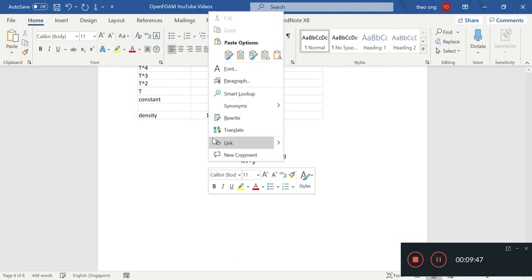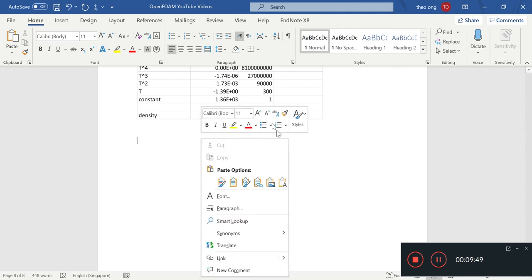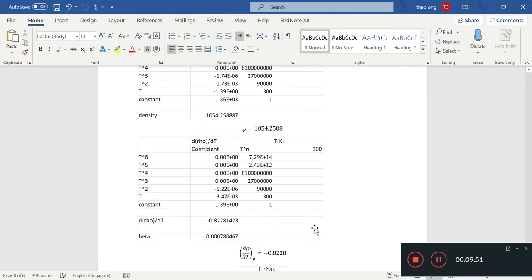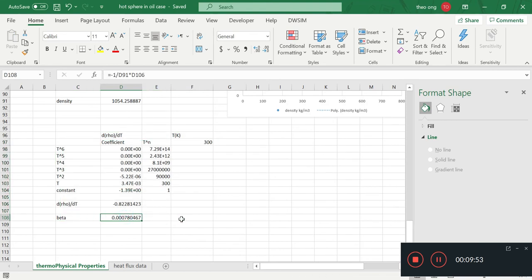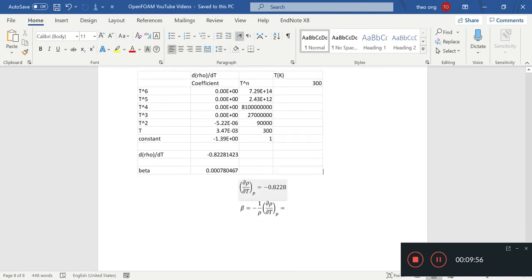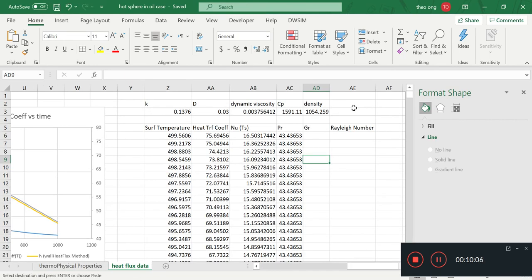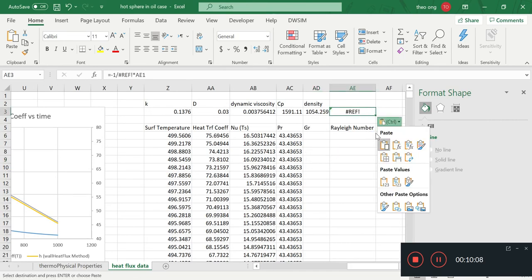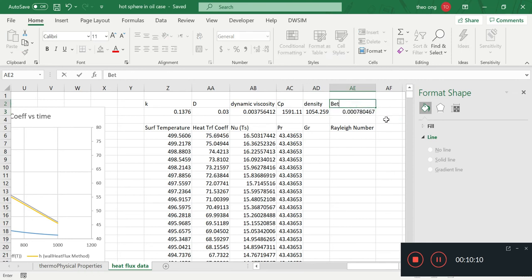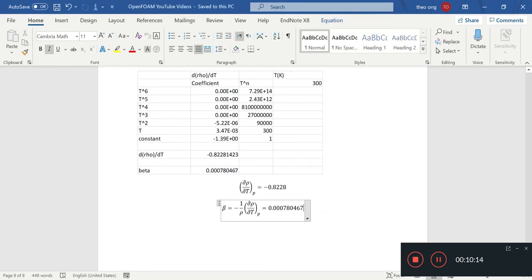I'll just put this here. Paste as picture. Okay, there we go. We have calculated our beta successfully. Now the Grashof number should be quite trivial to do. Let's just put our beta over here and paste as a value beta. So now let's do the Grashof number.